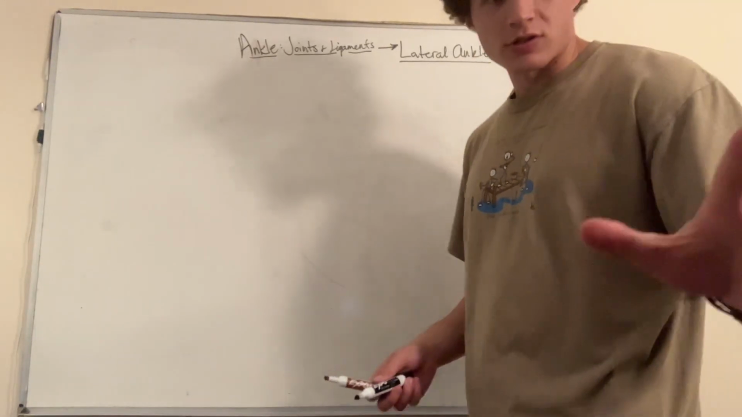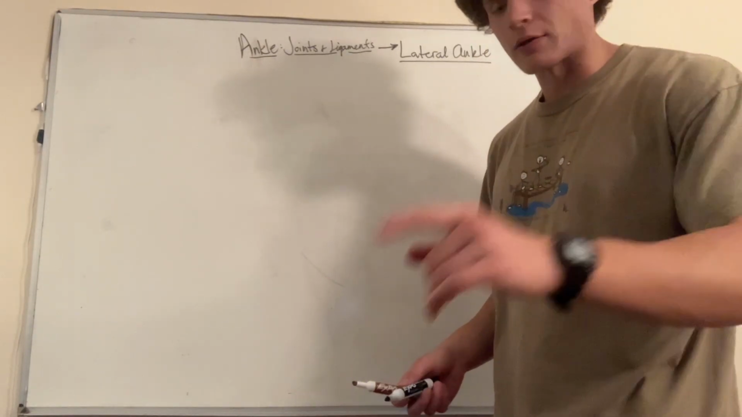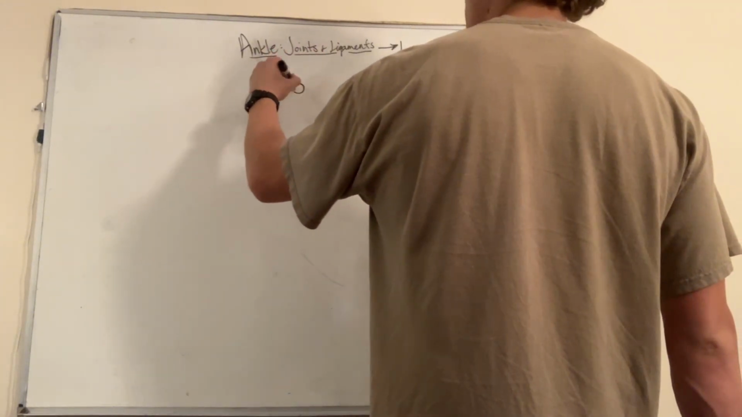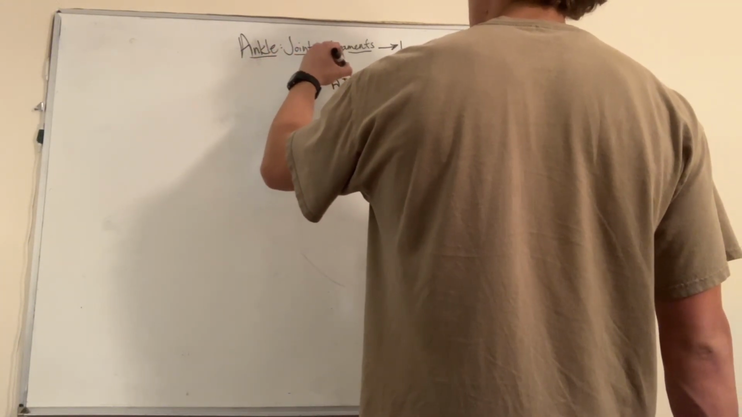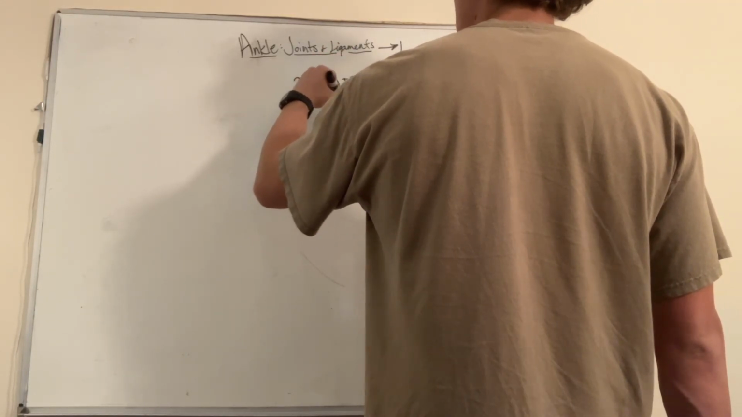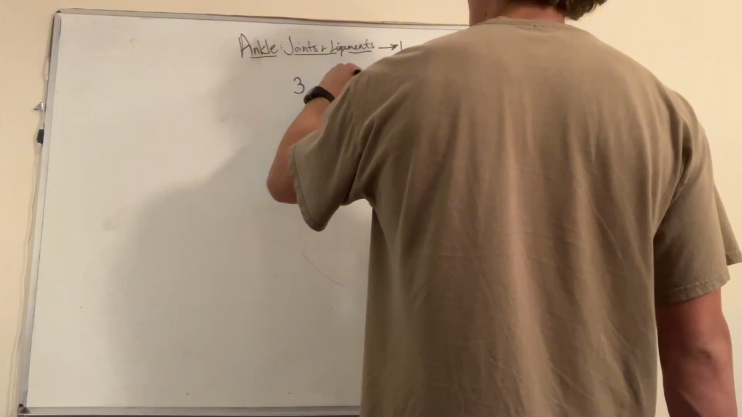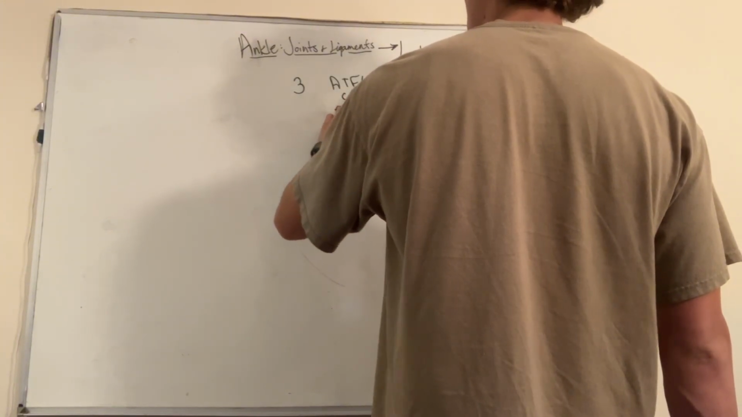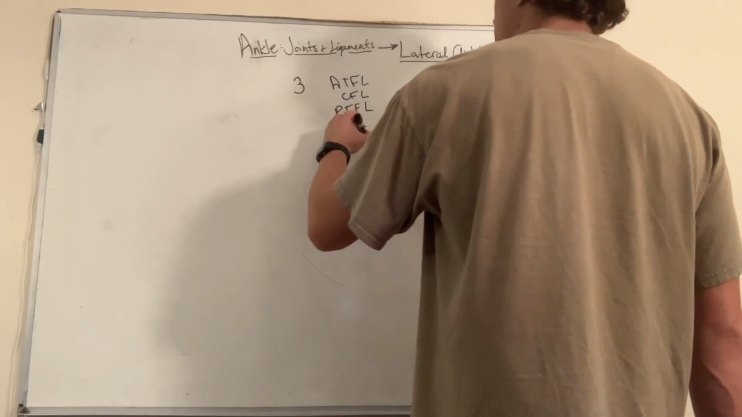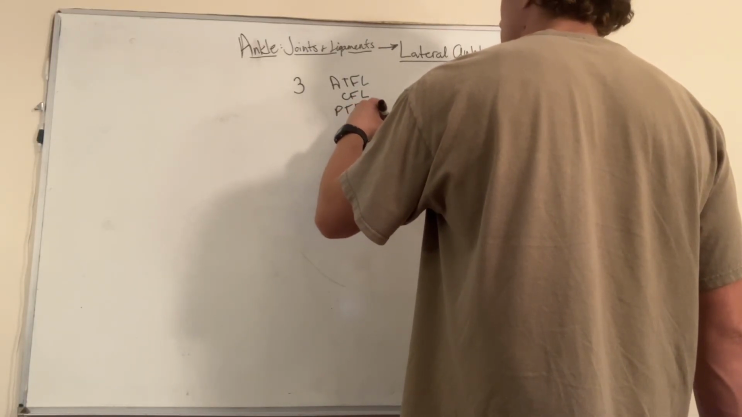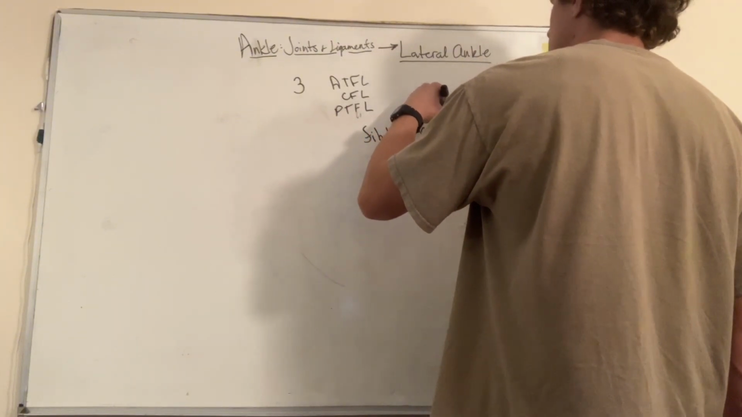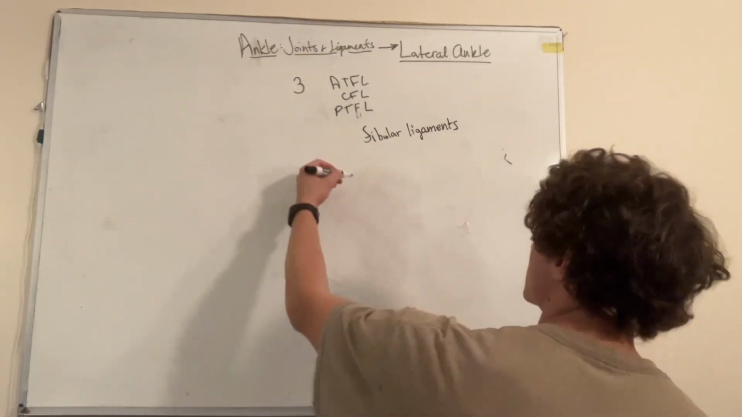We're going to start off by talking about the lateral ankle ligaments. There's really only three. We have our ATFL, CFL, and PTFL. They're all fibular ligaments, so that means they all take up attachment at the fibula. All right, let's go ahead and draw this.